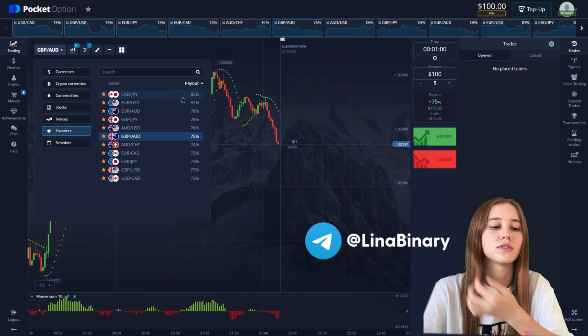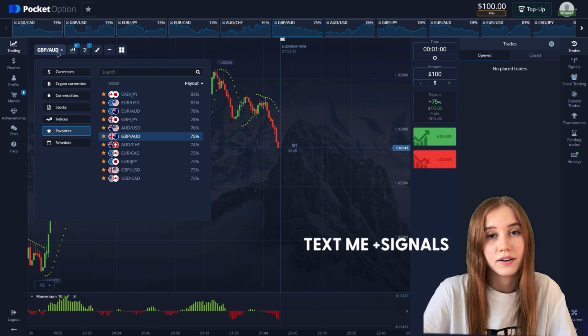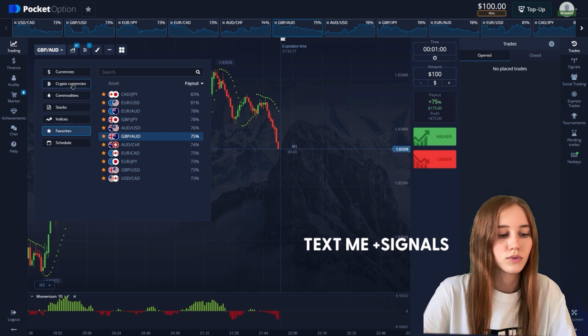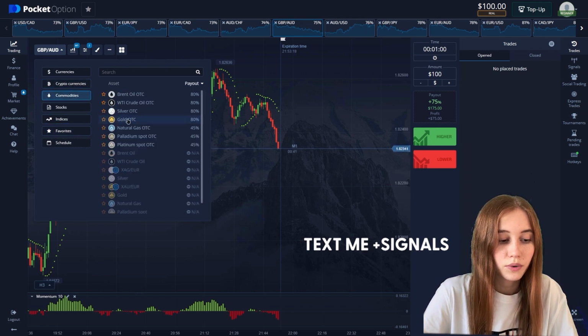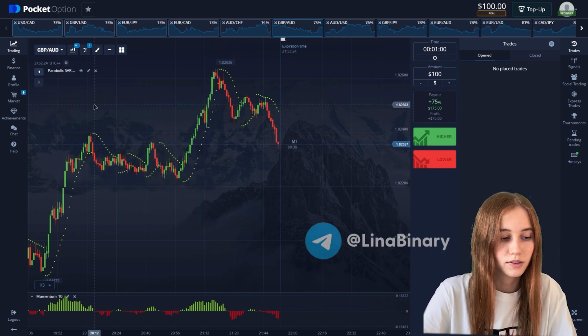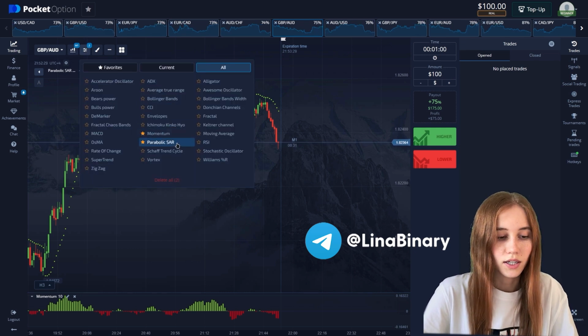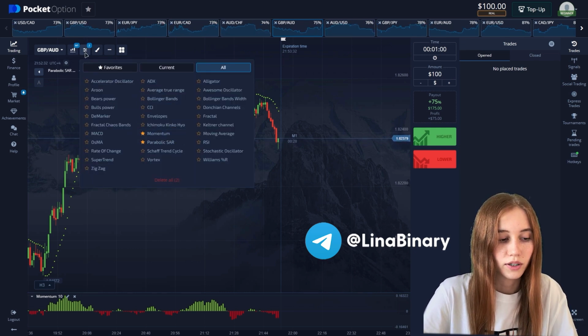The payout percentage works like this: if it's 83 and you place a bet of $100 and it comes in, then your profit will be $83. You can also trade with crypto, gold, silver, and so on. We'll trade currency pairs. We'll also use two very cool indicators, momentum and parabolic.